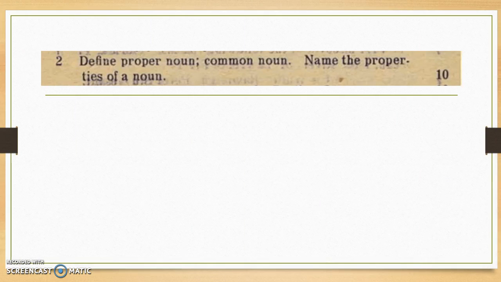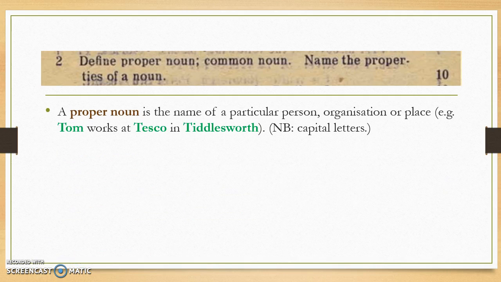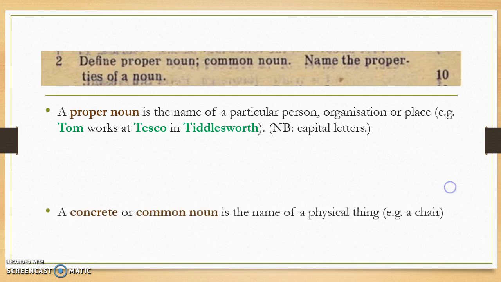So, question number 2, define a proper noun and a common noun, and then name the properties of a noun. So first of all, a proper noun, it's the name of a particular person, organisation or place. So Tom, person, Tesco's, organisation, Tiddlesworth, place. Sorry, couldn't resist the alliteration there. Notice that proper nouns always begin with a capital letter.